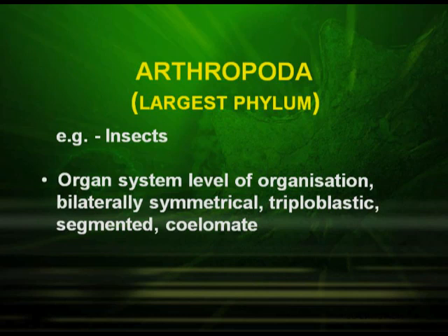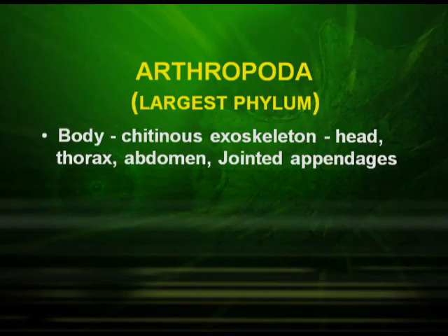They are bilaterally symmetrical, triploblastic organisms, that is, three germinal layers, segmented, coelomate, presence of true body cavity. Their body is made up of chitinous exoskeleton.